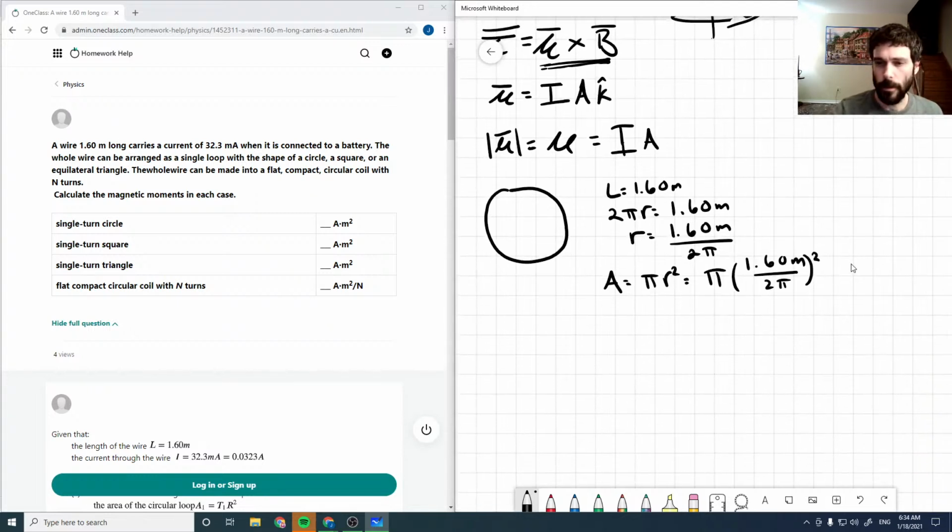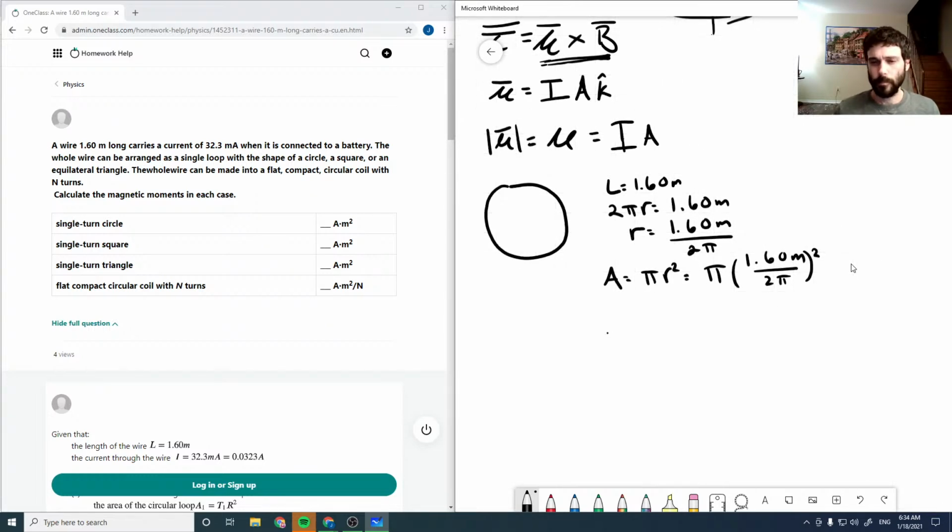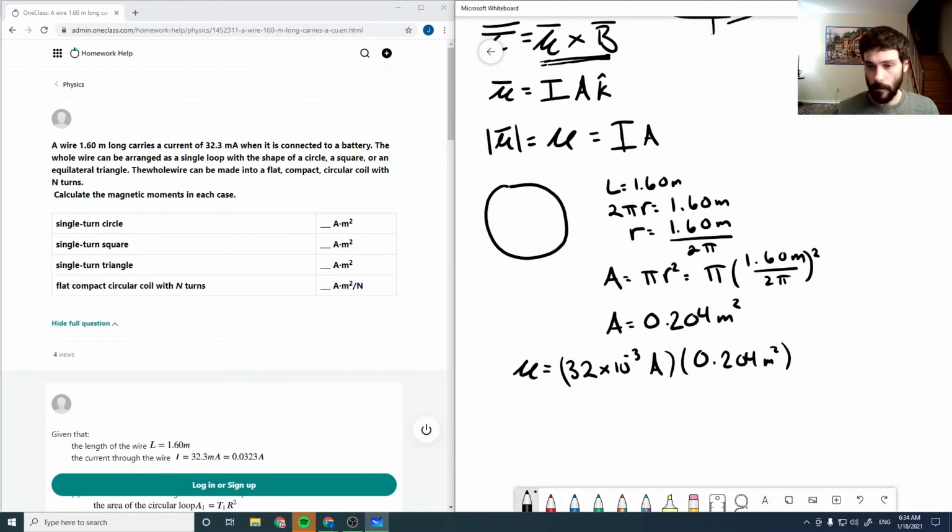If we do it all out, it comes to 0.204 meters squared. So that's the magnetic moment for a wire which carries 32 times 10 to the minus 3 amps times this area, which is 6.58 times 10 to the minus 3 amp meters squared. So that's for our circle.